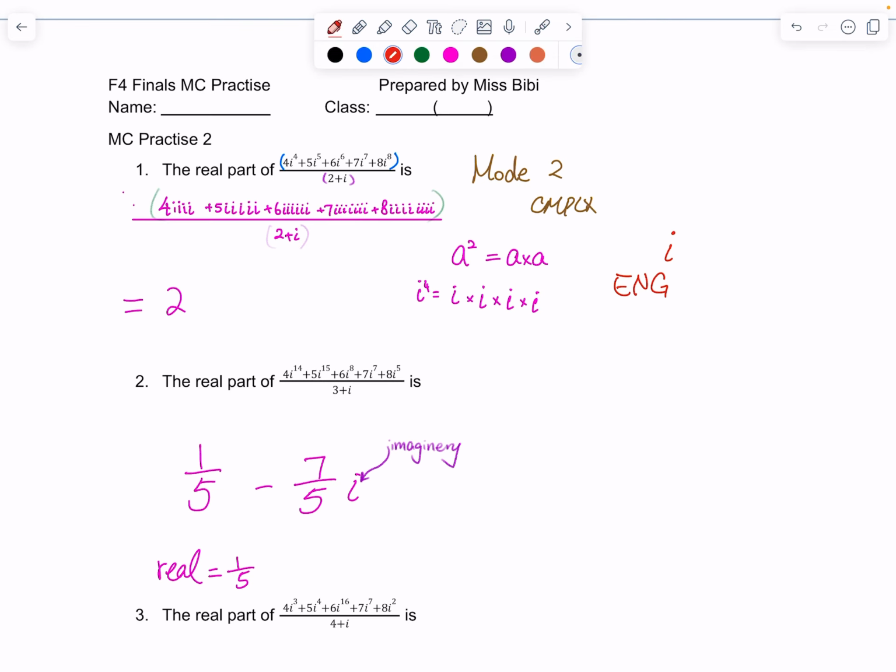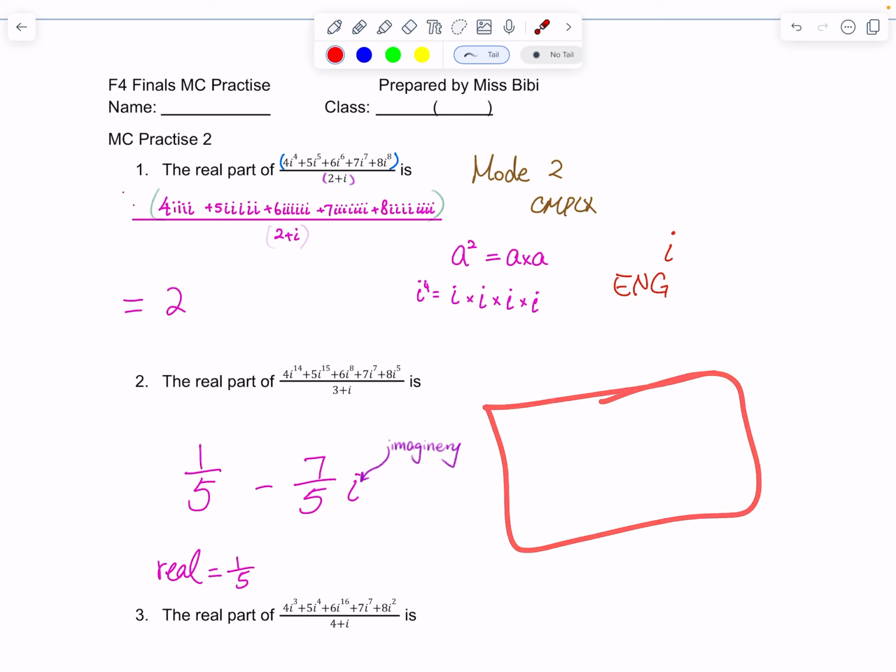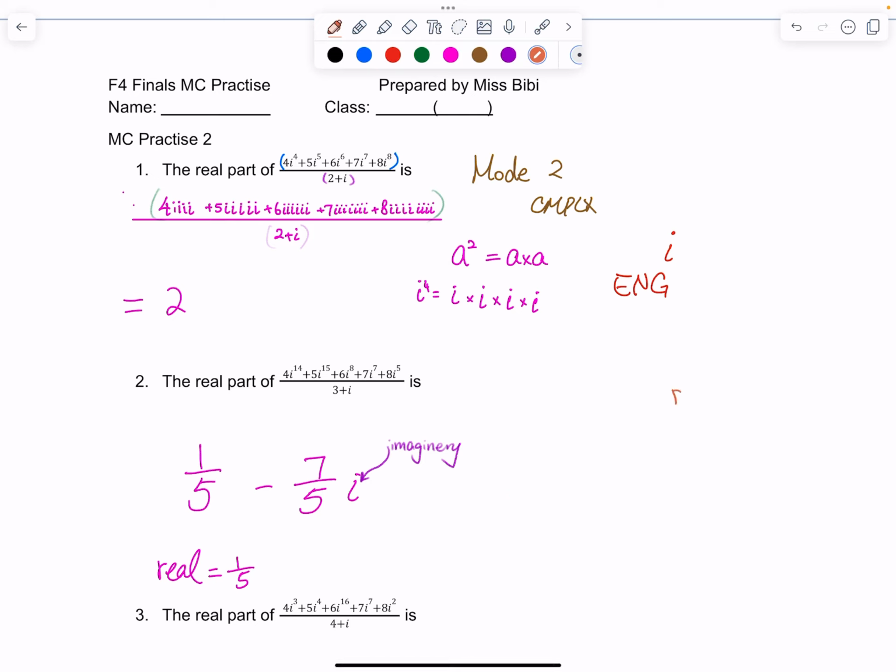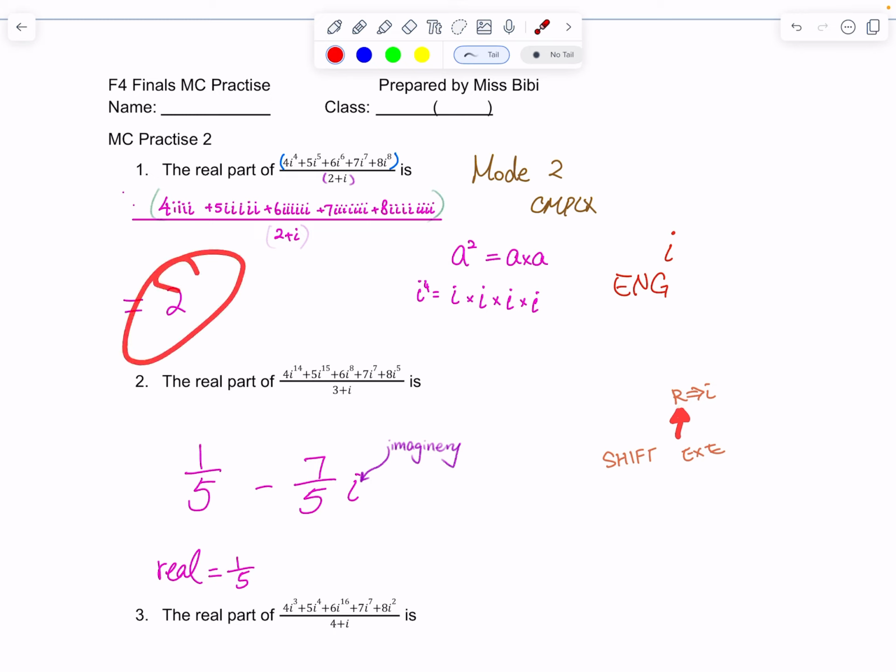And then on the very top, after getting the answer, you will see on the screen there are some letters, something like R to i, real to imaginary. If you see this, you also need to click Shift Execute again, because that means there's also one more answer, not just real. This is the real part, but there will also be an imaginary part. If there is, click Shift Execute.